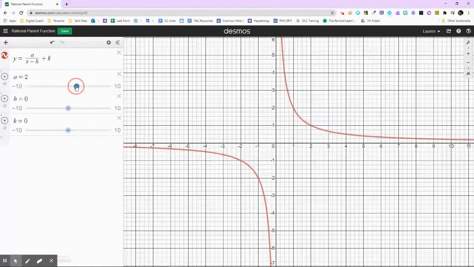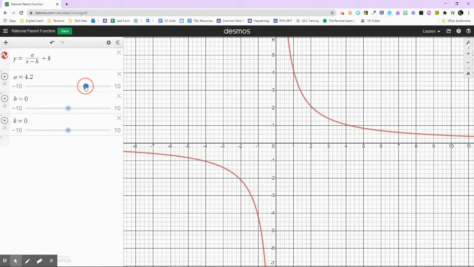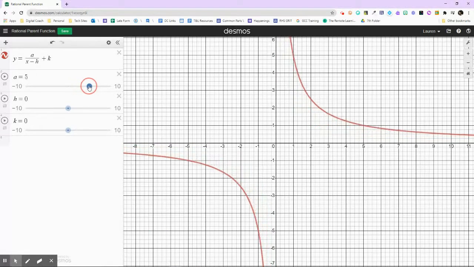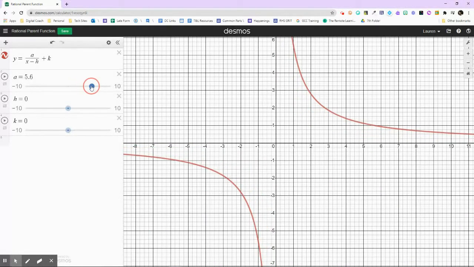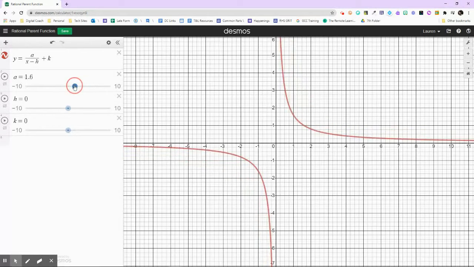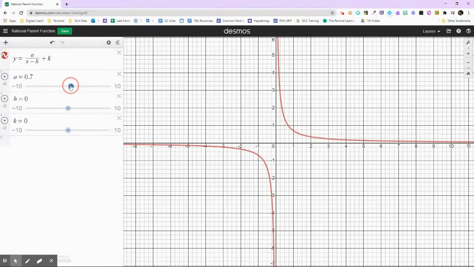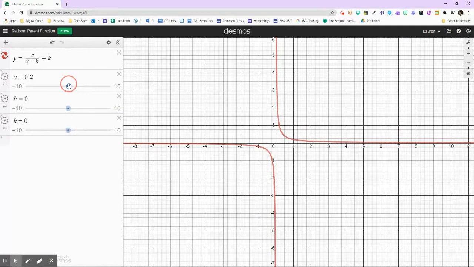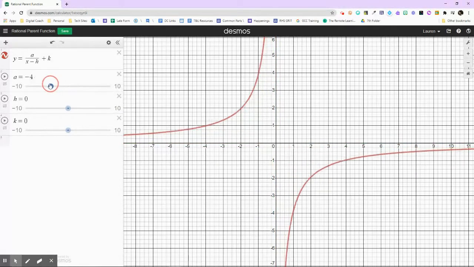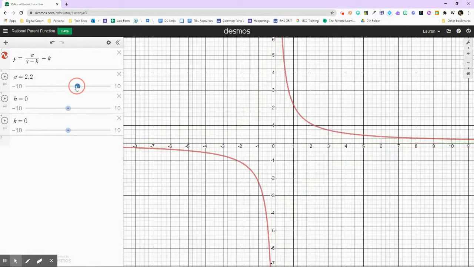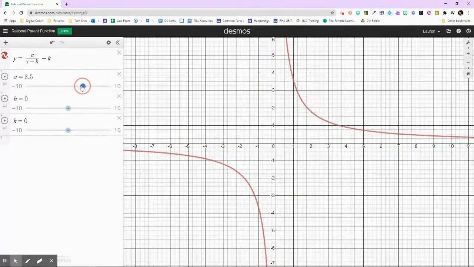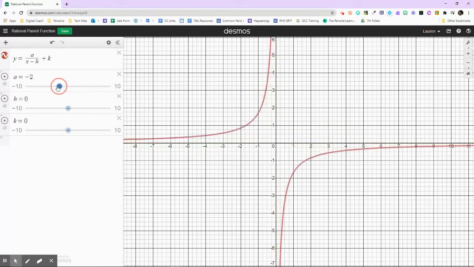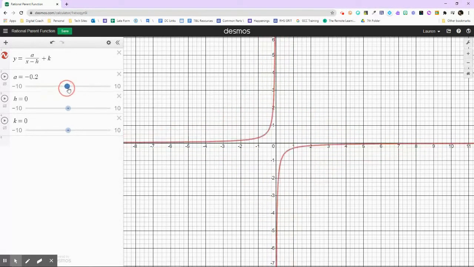Oh, so as a is getting larger, I can see the graph is getting pulled. It's getting stretched out, so it's going further and further away. If it becomes a fraction, it's getting compressed. It's getting squished towards those axes. And then when it's negative, see how it flips to the other side. So here's the original, stretch, compress, and when it's negative, it flips.